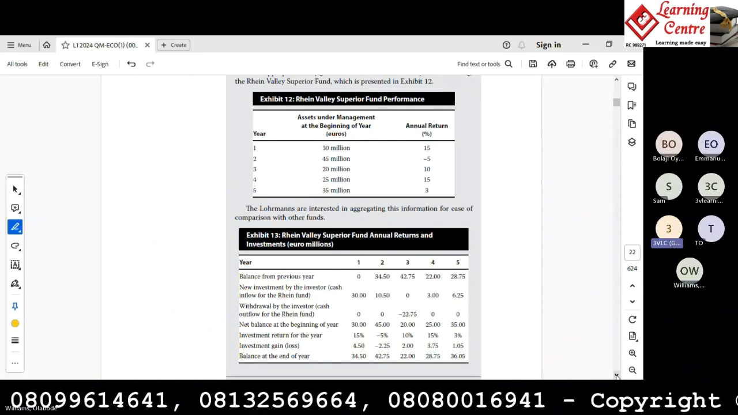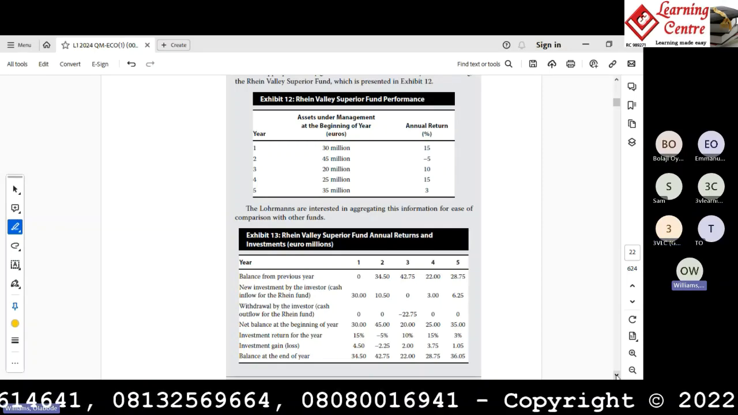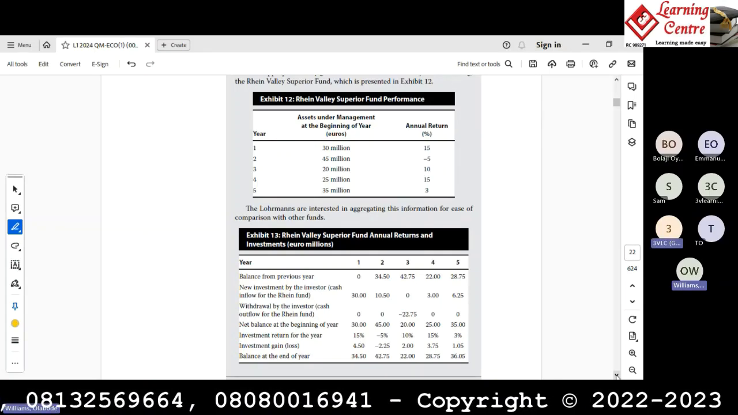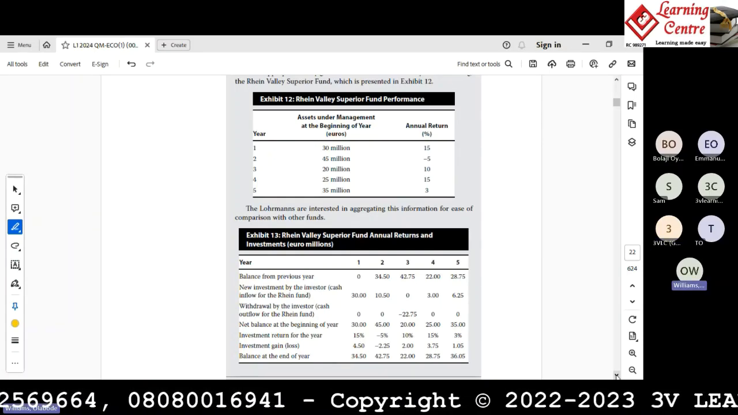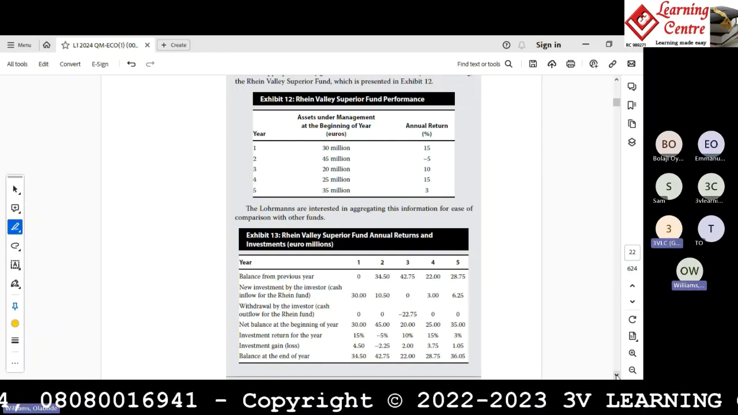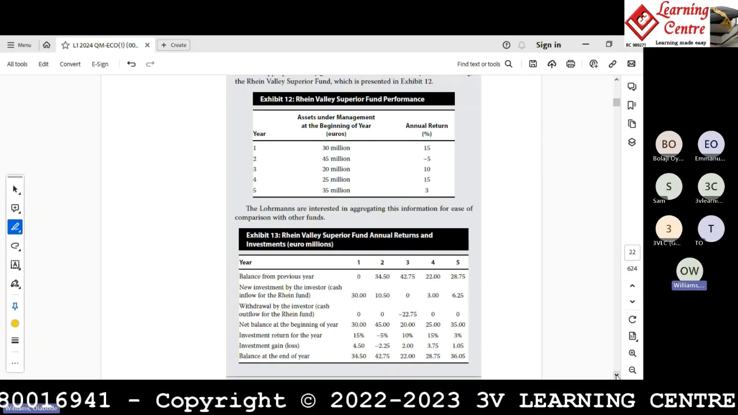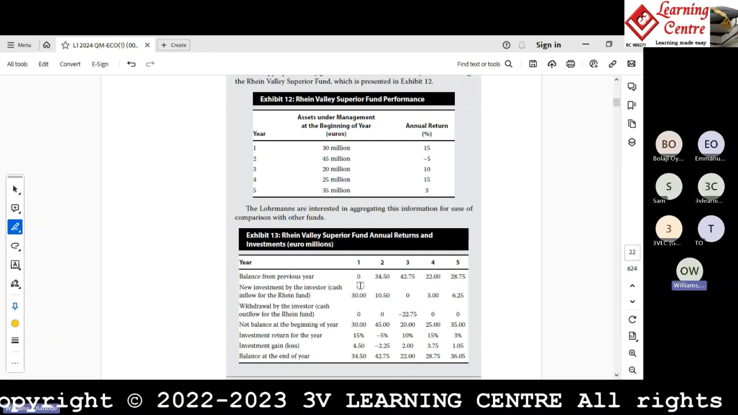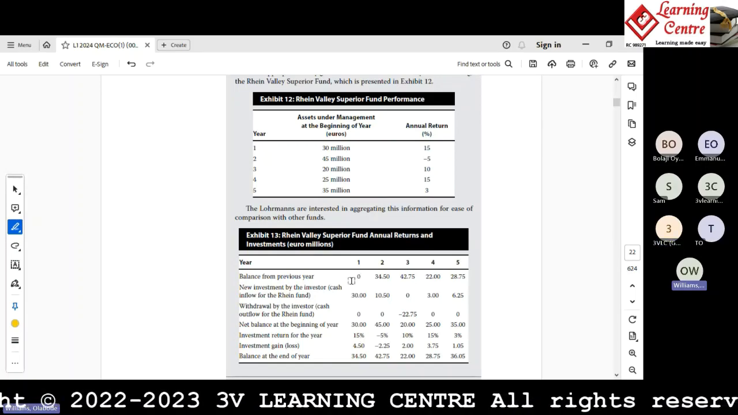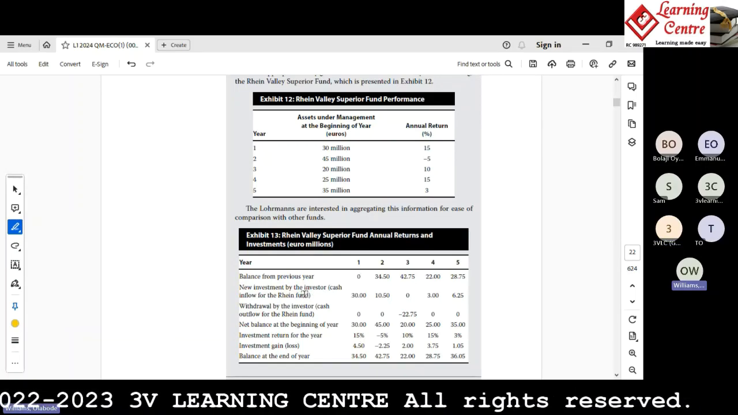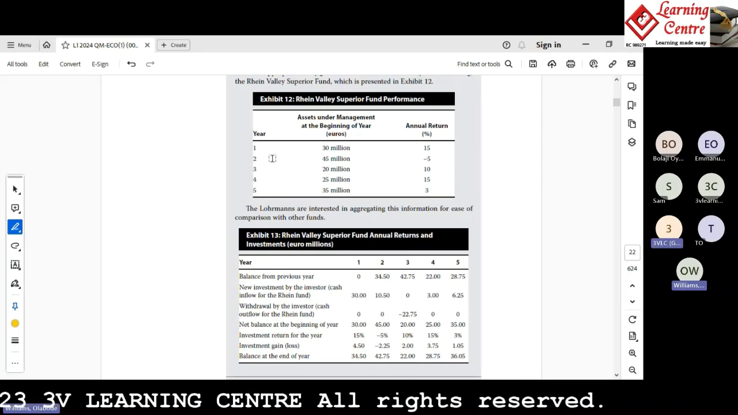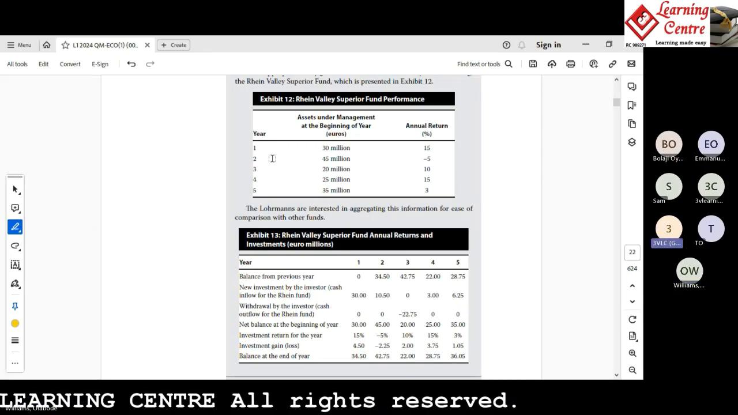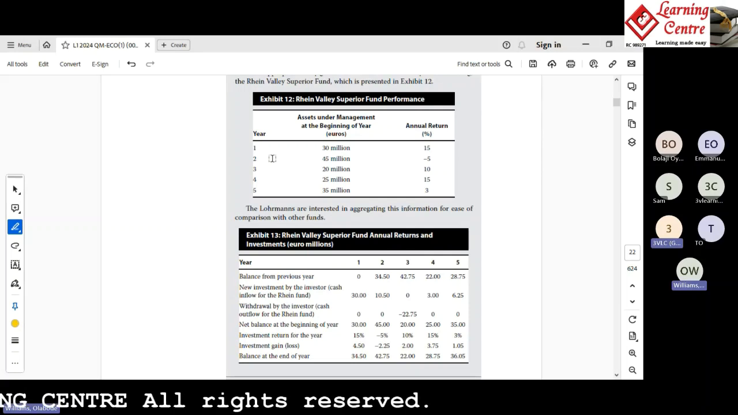So looking at the information in Exhibit 12, now let's look at Exhibit 13. And let's walk through Exhibit 13 step by step. Okay? Now, for Exhibit 13, balance from previous period is 0. So at the beginning of the year, so this is year 1. So typically you will say that this is TF0, right? But let's just walk through this table.